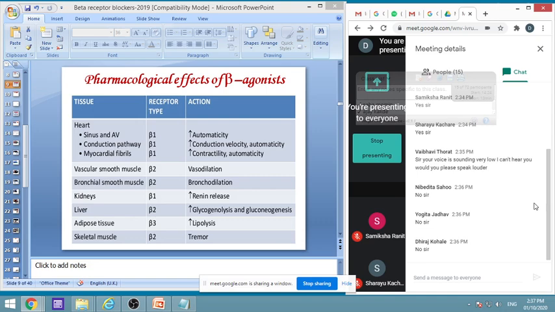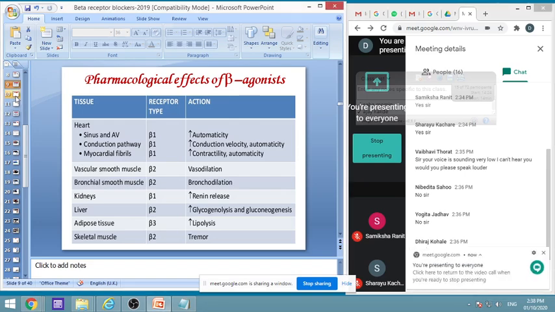In the liver, because of beta 2, there is an increase in glycogenolysis and gluconeogenesis. If there is an increase in glycogenolysis, that means an increase in blood glucose, and gluconeogenesis again causes an increase in glucose. If we inhibit it, then there will be a decrease in the blood glucose level. Then in adipose tissue, beta 3 receptors cause an increase in lipolysis, and beta 2 in skeletal muscles is responsible for tremor. So these are various effects which we have seen as a part of ANS.